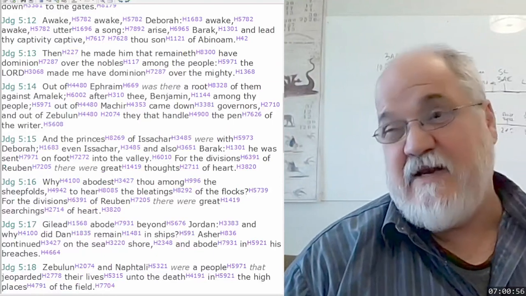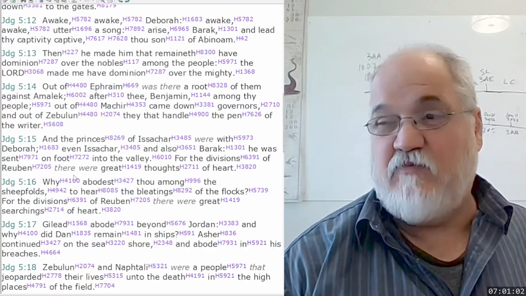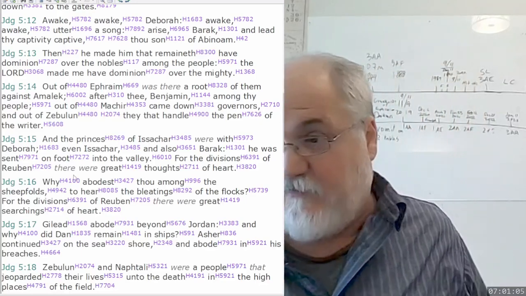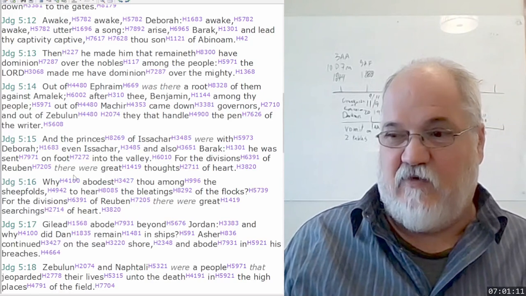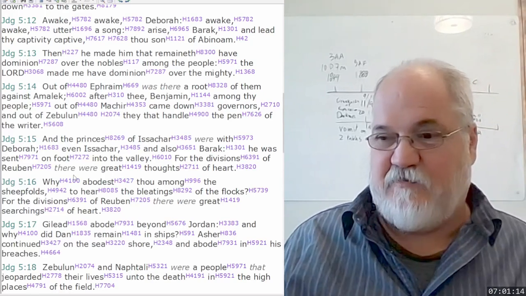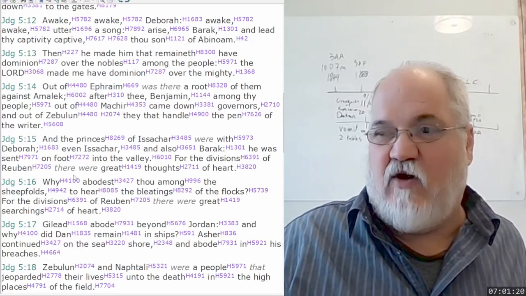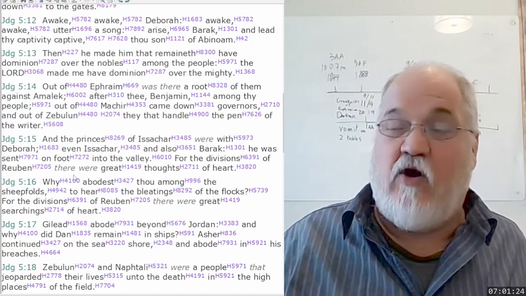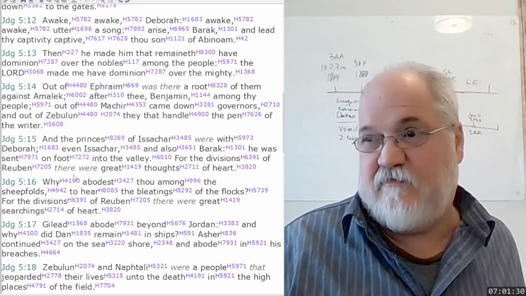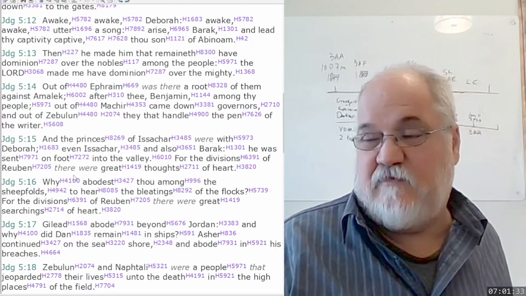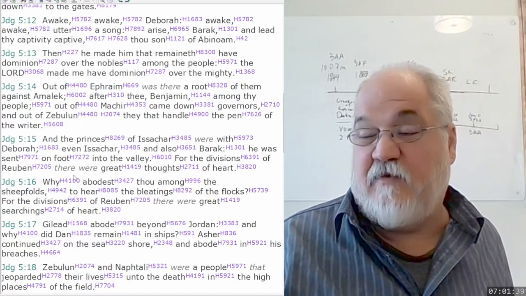So when we looked at the meaning of the verses themselves, we can see that Deborah and Barak are singing the song. Some of the tribes came. Well, basically it's Zebulun and Naphtali. They're the ones that jeopardied their lives unto the death in the high places of the field. But these other ones, they're not really involved, right? So they're going to be called out by Deborah and Barak in this song. And well, not all of them.